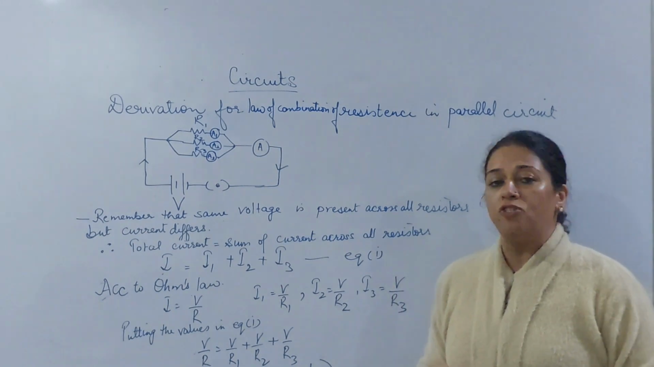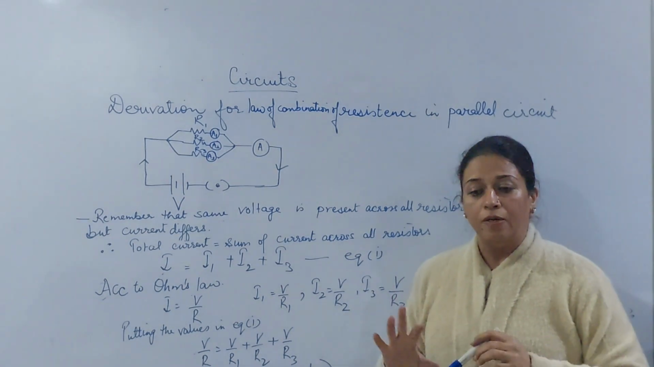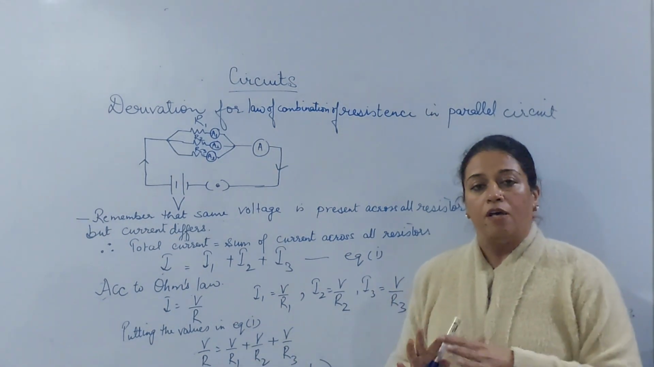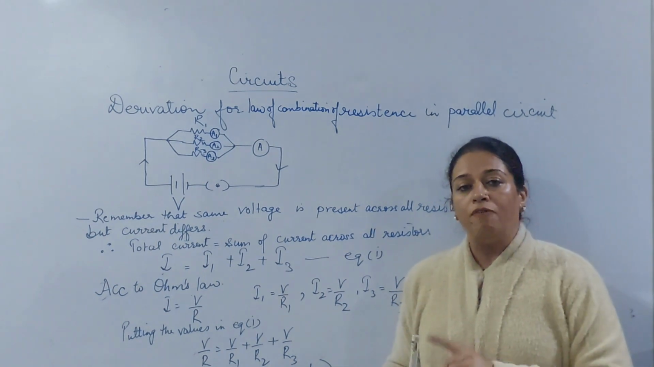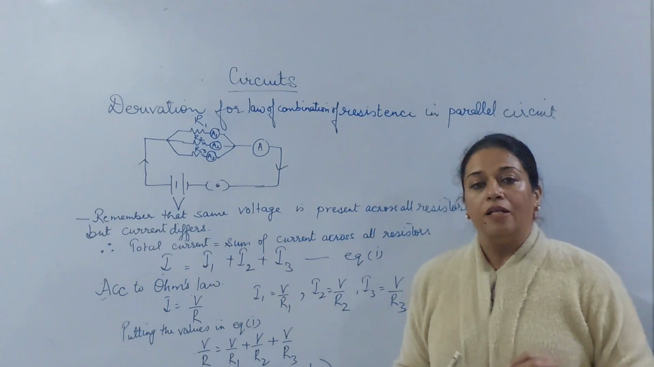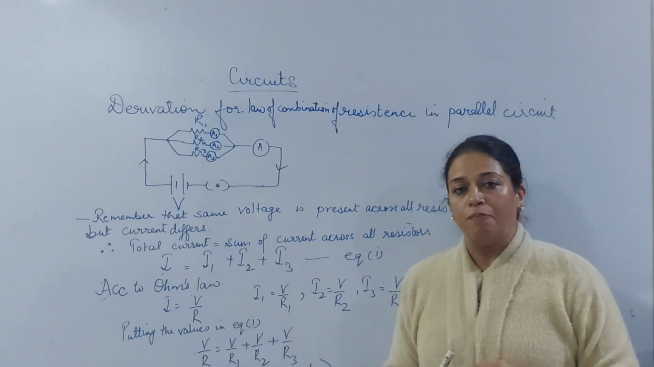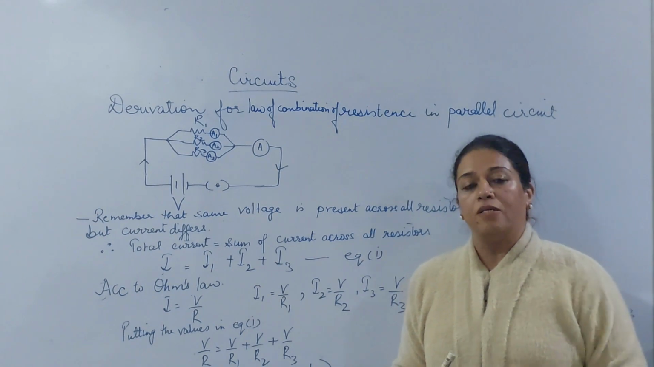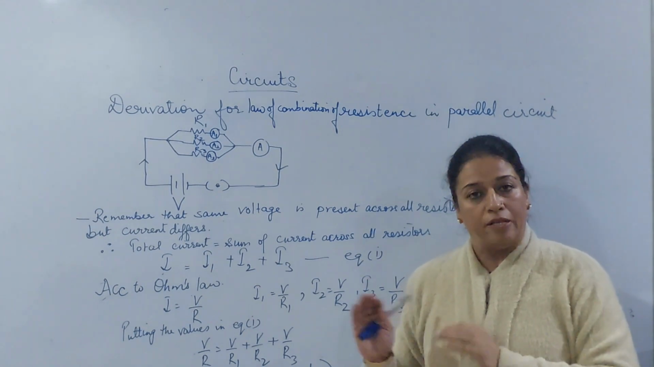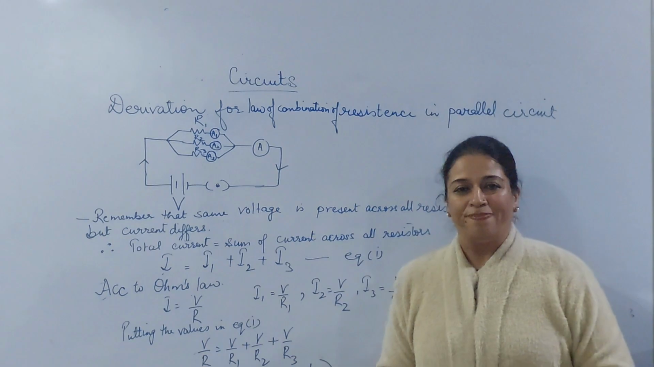This information really helps us to calculate the MCQs, which require very quick thinking. When you are calculating, always cross check and see that the total resistance in the parallel circuit should be less than the smallest resistance that is there in the circuit.